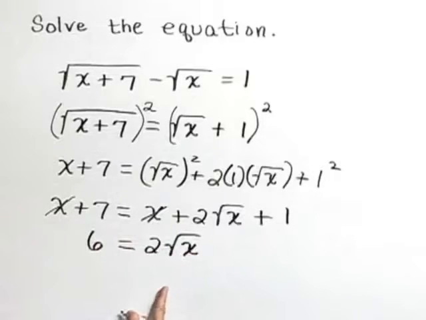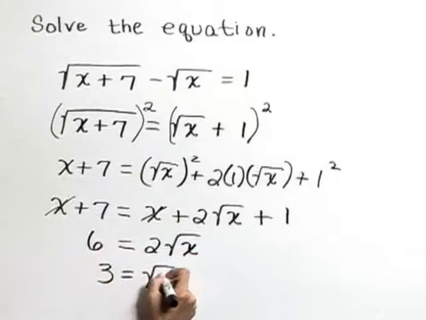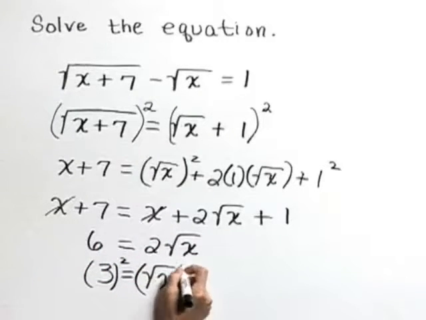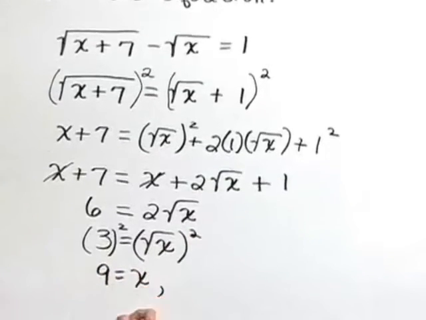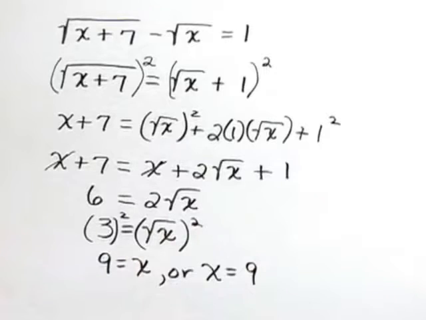Now I'm going to take one more step here and divide both sides by 2 to get 3 is equal to the square root of x. And now let's square both sides again. So 3 squared is equal to the square root of x squared, or 9 is equal to x. Or you might write that x is equal to 9. We have one possible solution. Let's check it in the original equation.